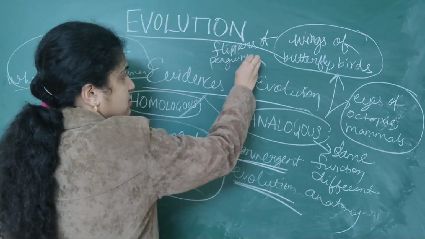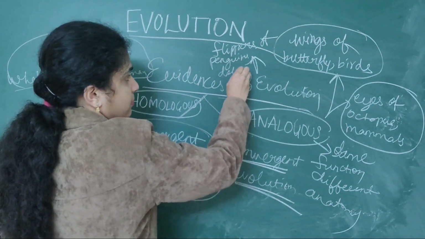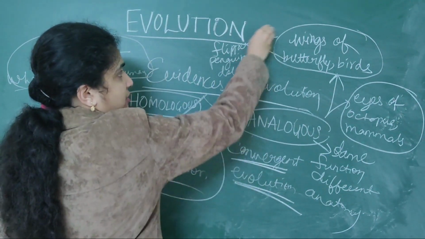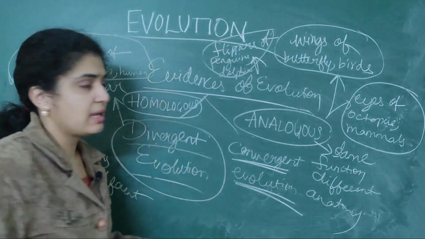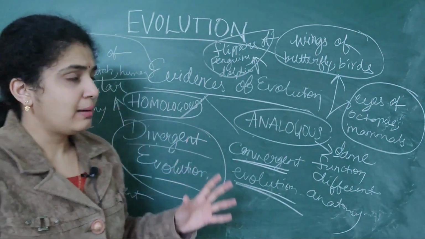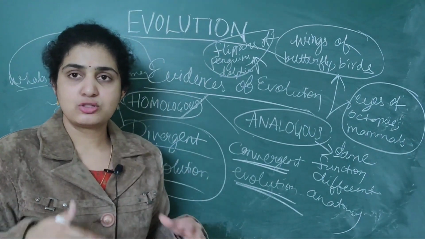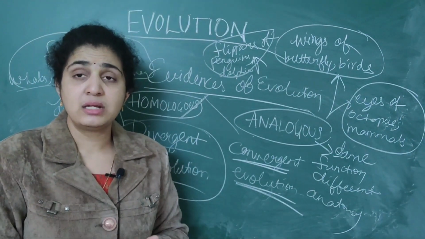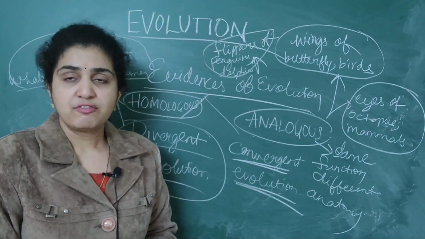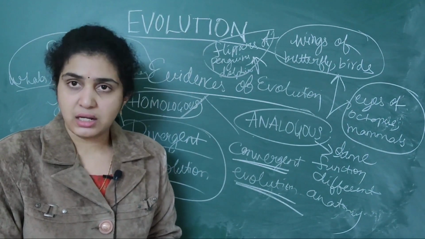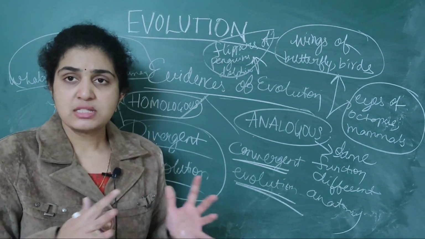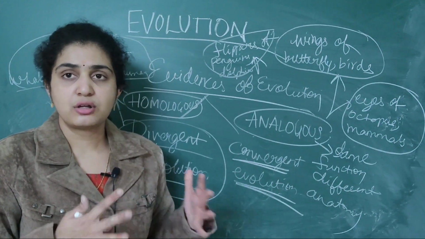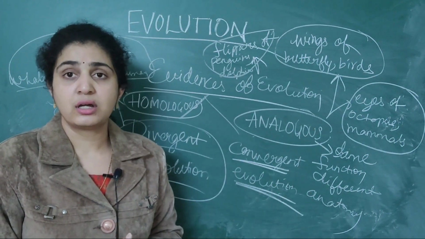Flippers of penguins, dolphins. Their function is basically the same. That is, they help in moving from one place to another. Their flippers help in swimming also. Their function is the same but they appear different. For dolphins it will be very long in structure, for penguins it is very short.